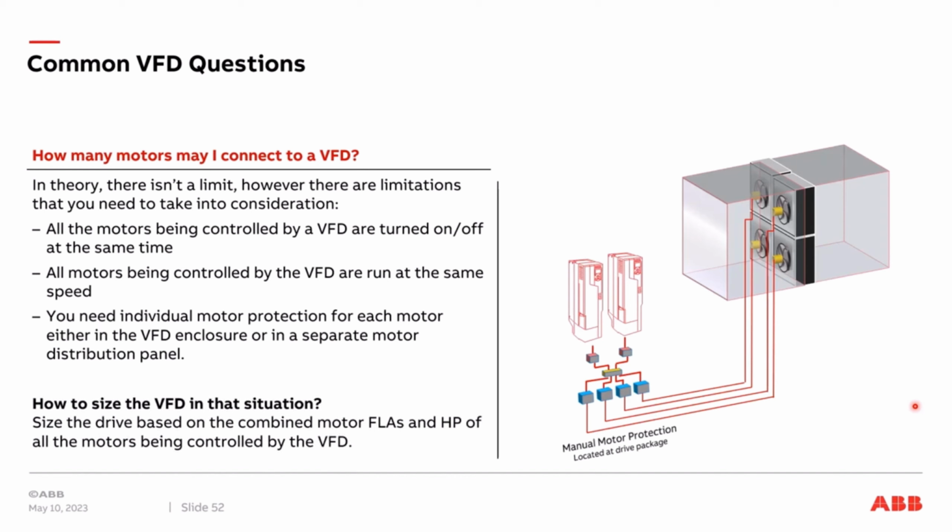How do you size the VFD in this case? The size is based on the combined motors' full load amps and horsepower. So you take all the motors, calculate the full load amps by totaling them all up, and take all the motors' horsepowers and total them all up. And you size the ABB ACH580 for the horsepower and the full load amps.